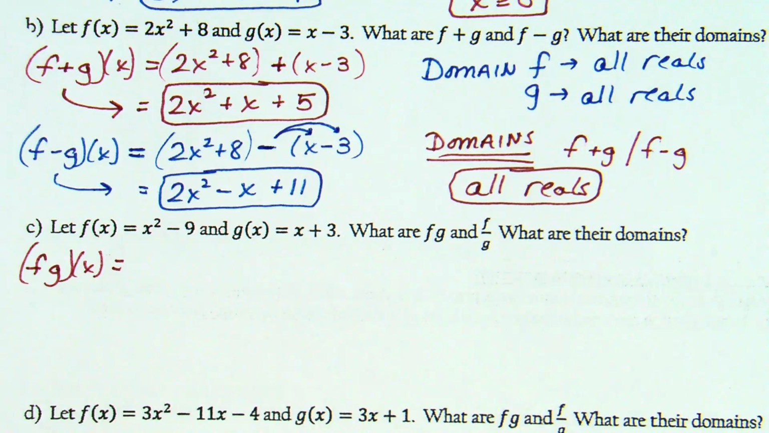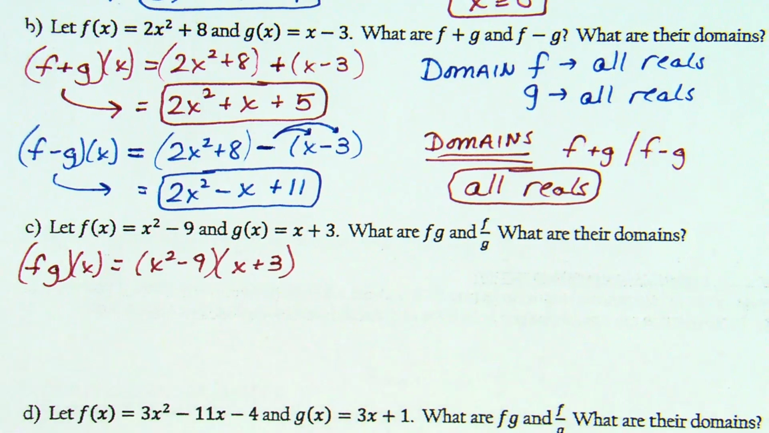F times G. So what is F? X squared minus 9. G is x plus 3. I just use parentheses to show multiplication.